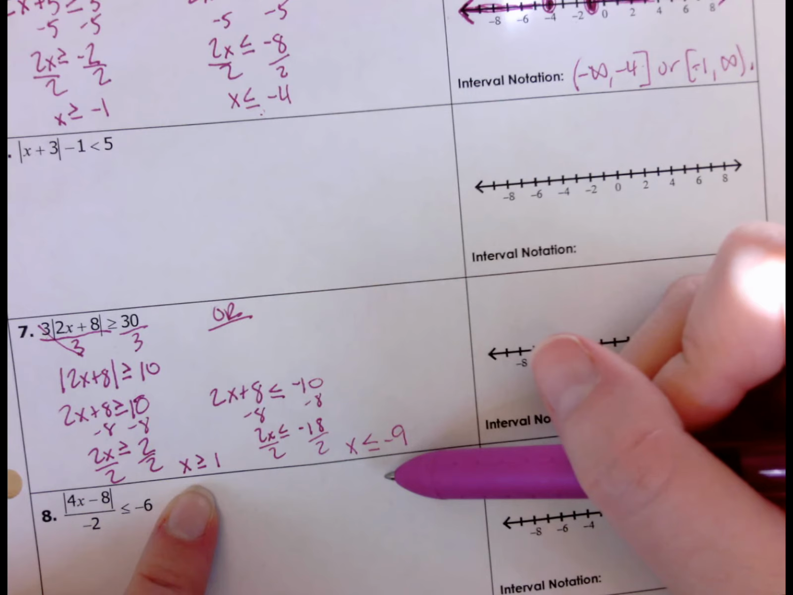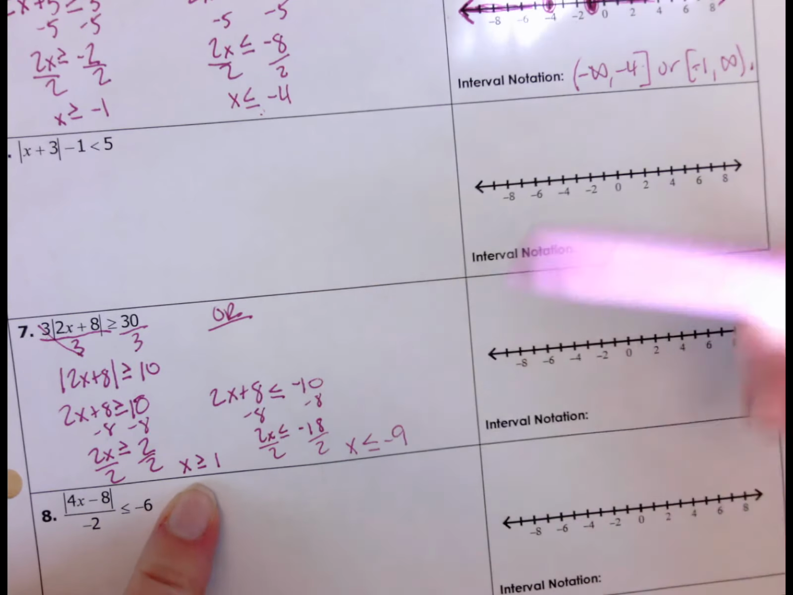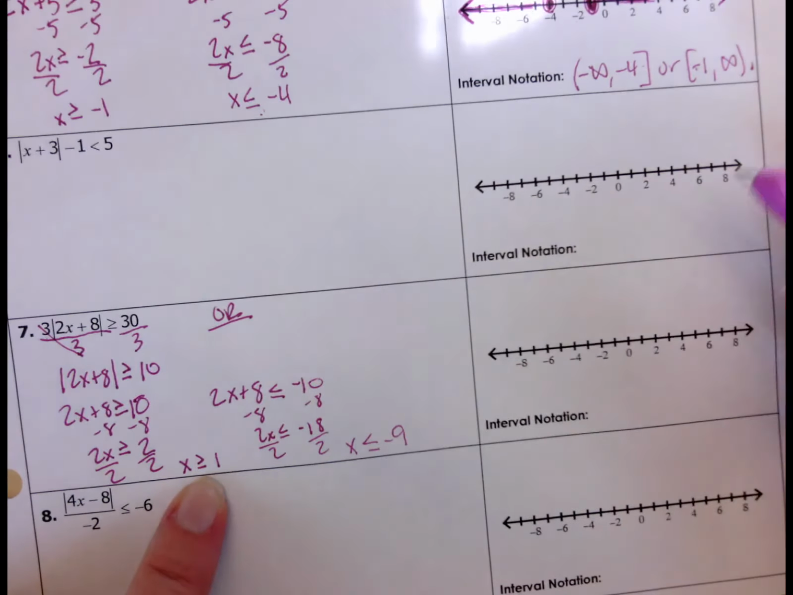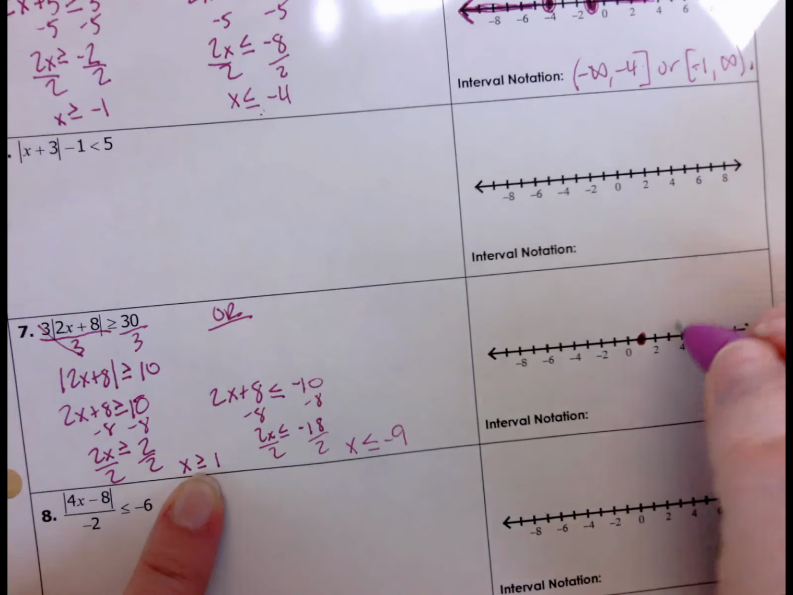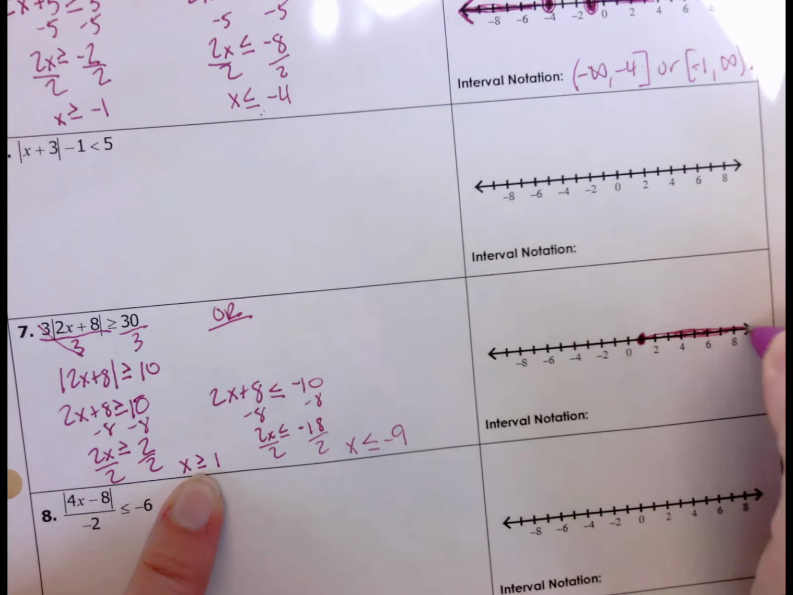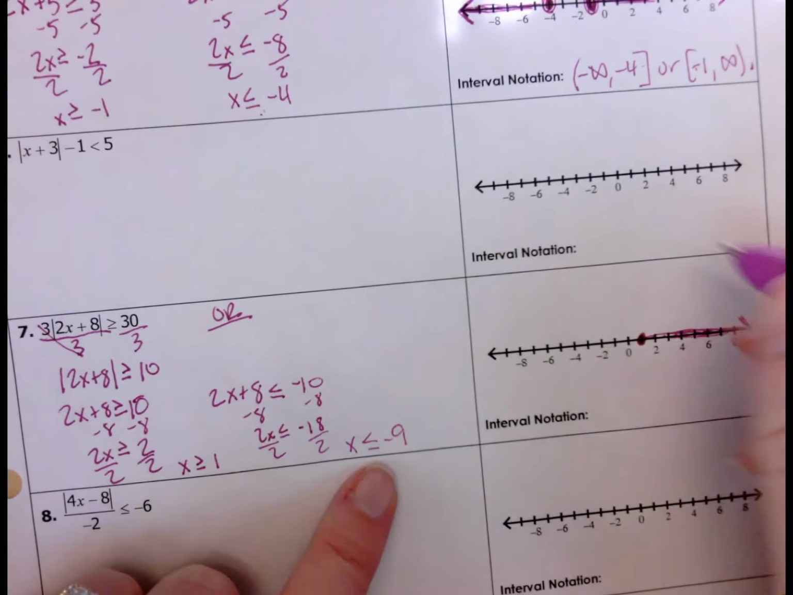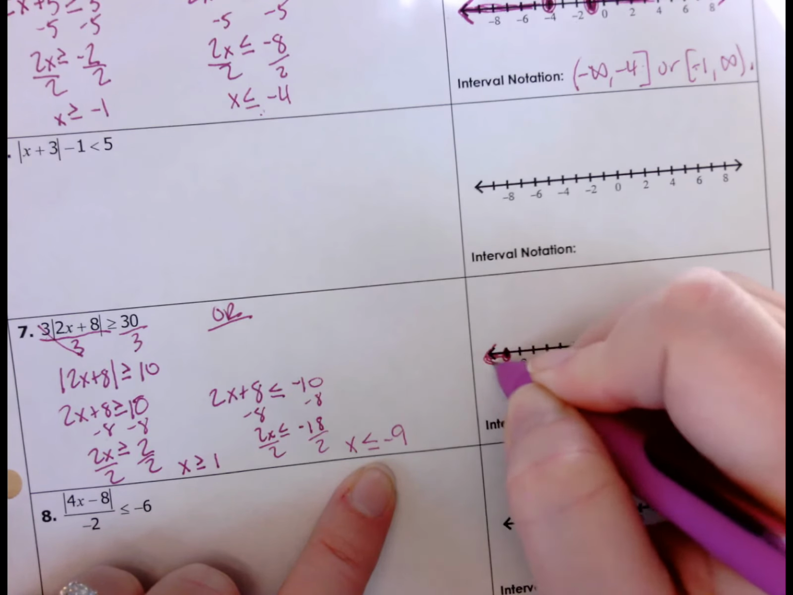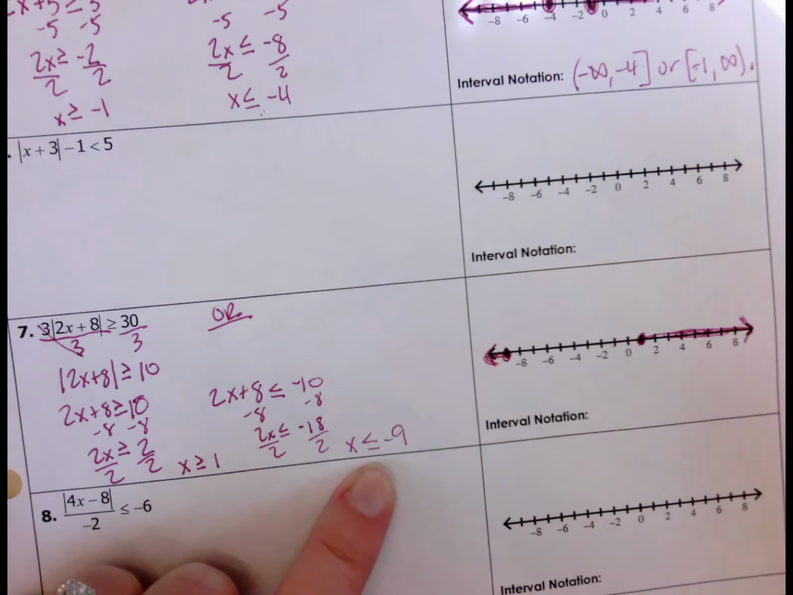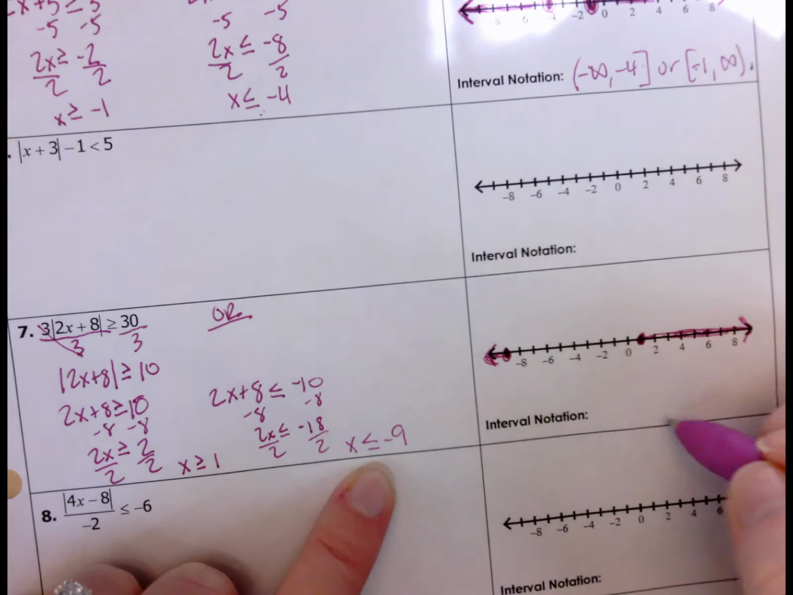Okay, and now we're going to graph those. Remember, it's an or, so it's going to graph apart. So 1 equal to is going to have a closed circle, and we're going to be going greater than that, so everything to the right. And then -9 will have a closed circle there, and everything to the left. Okay, and then we just write that as interval notation.